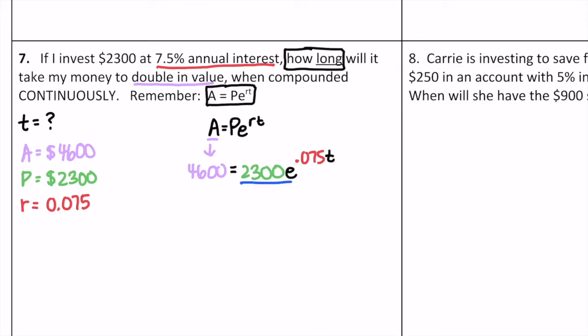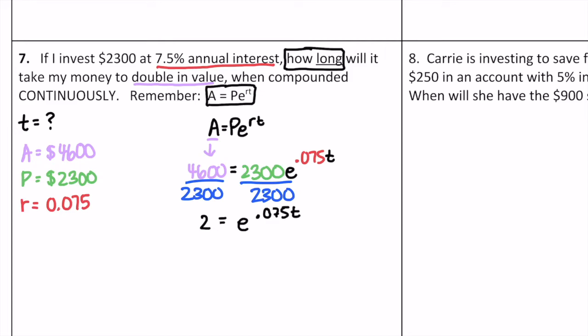So I'm going to divide by 2,300 on the right, and if I do that on the right, I have to do that on the left. 4,600 divided by 2,300 should be, sorry, it's 2. Duh, because I doubled. And then I have 2 is equal to e to the 0.075t power.